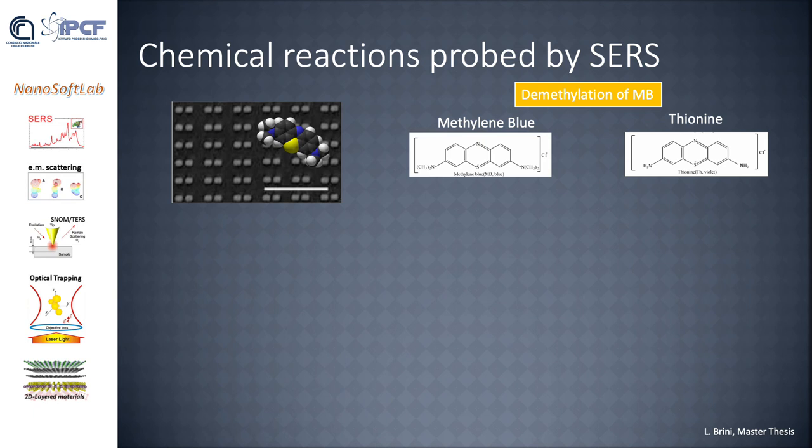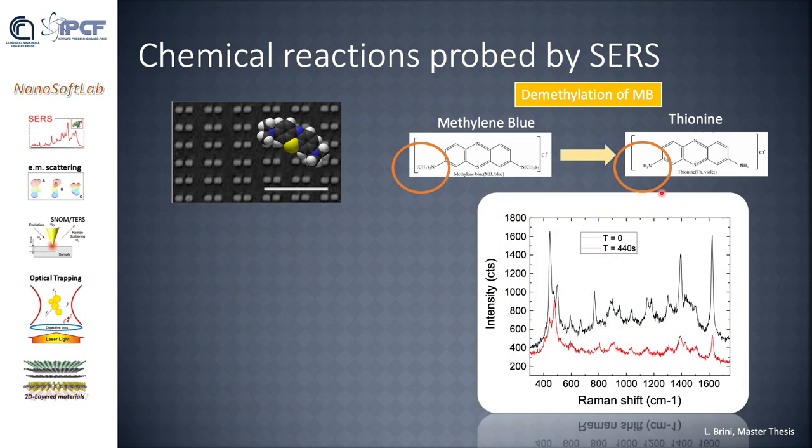SERS can be used to monitor chemical reactions. In the case shown here, we analyze the transformation of methylene blue into thionine after deposition of methylene blue on metal nanoparticles, called nanoantennas. The reaction is characterized by a loss of the methyl group induced by light exposure resonant with electronic absorption of methylene blue.